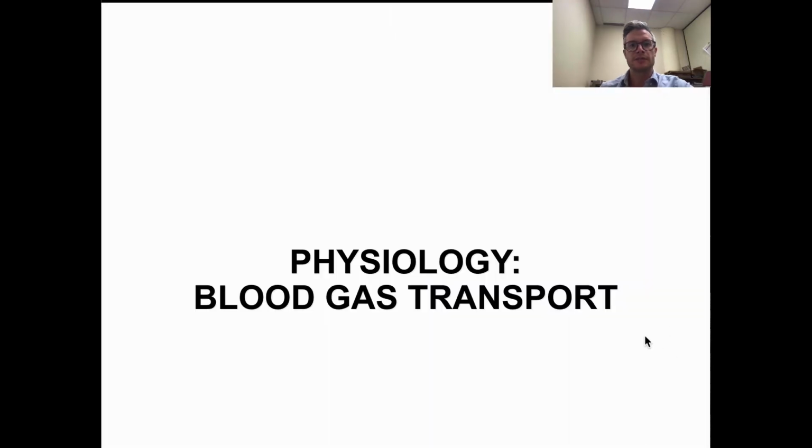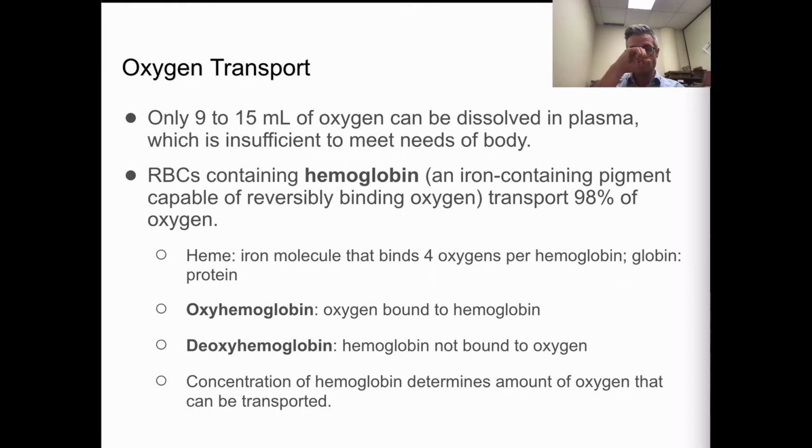Okay, so that was some new information, some review, but just to set the context here of a really important concept as far as how oxygen, and we'll later discuss carbon dioxide, gets transported in your blood. Okay.